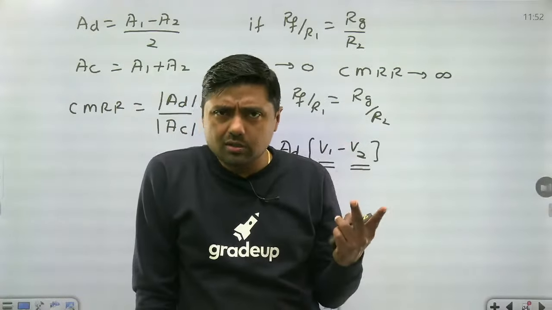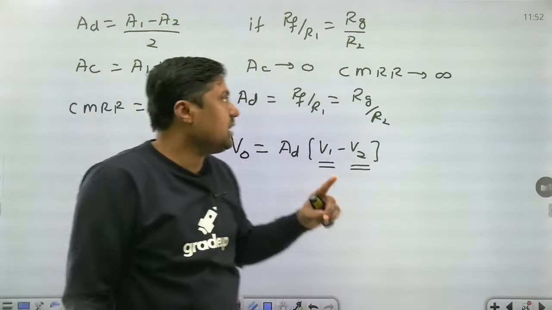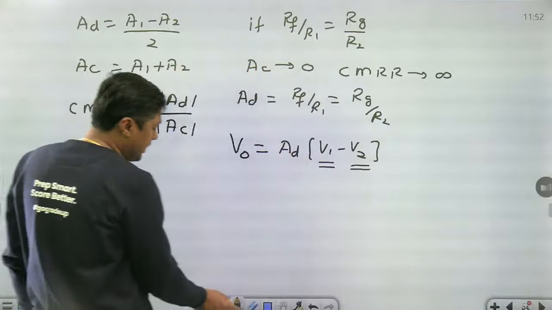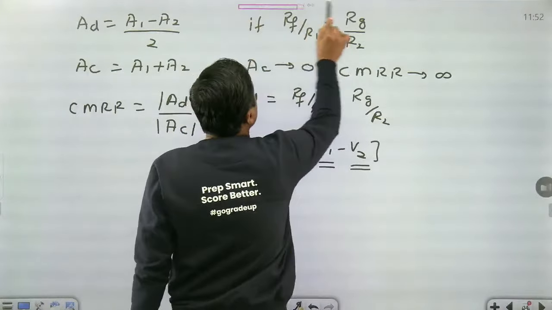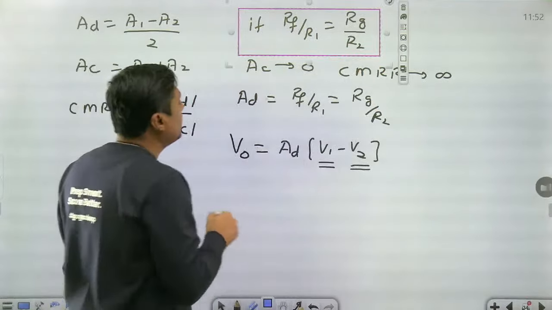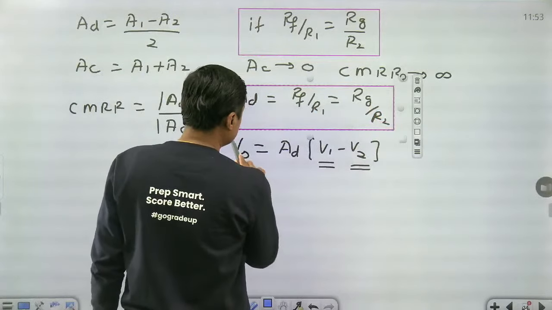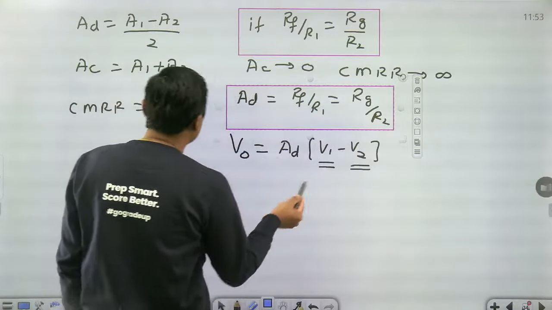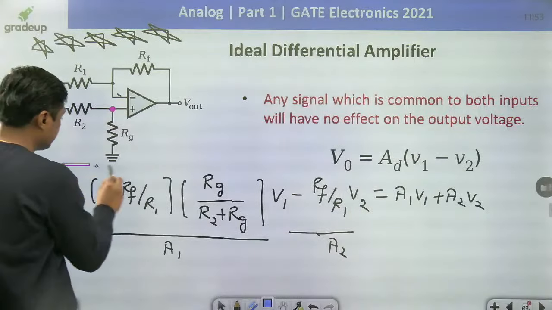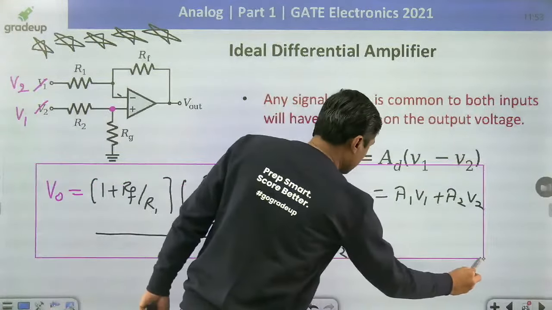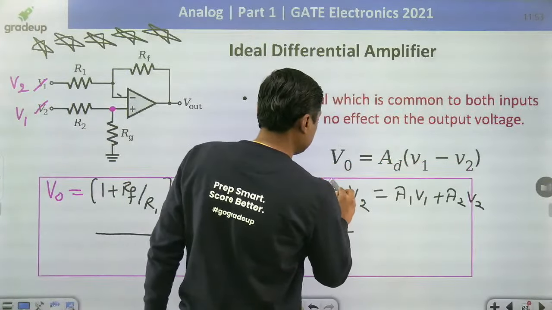So only two formulas. One is the practical condition, one is the ideal condition. Under ideal condition, this equation will always be satisfied. This is an important formula, right? And this is important, AD. Then directly you use this formula, or otherwise this one. So please see the PDF.